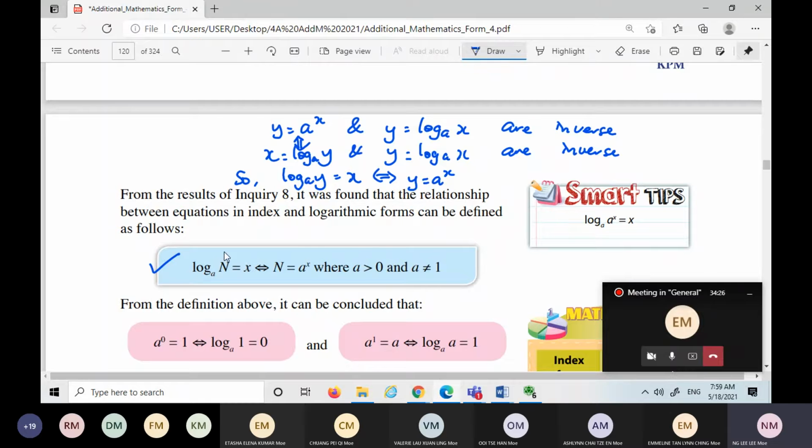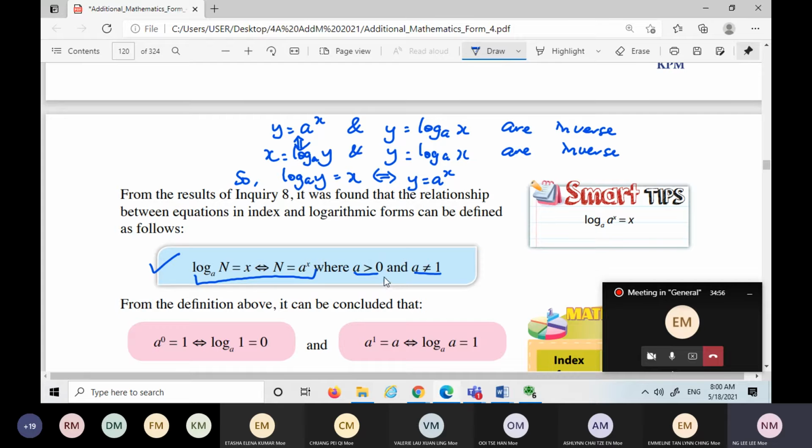Okay, this one is very, very useful. You have to always remember this: changing from the index form to the logarithmic form or otherwise. This one is very useful when you solve questions. So this one you have to remember. You write it in your notes. And then all these constraints also please remember. This one I just proved to you already.